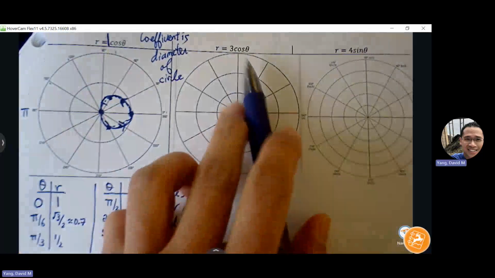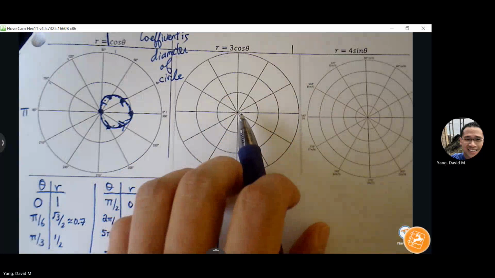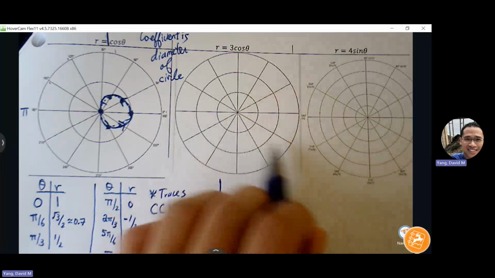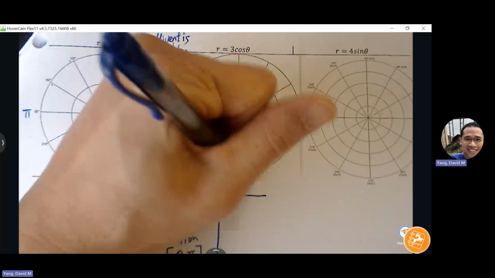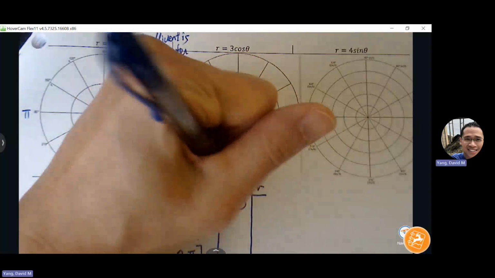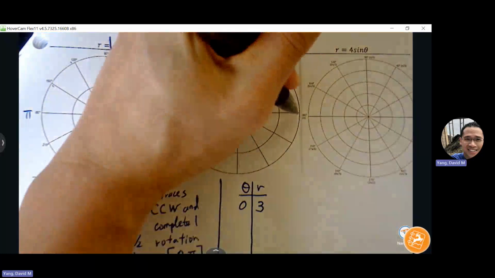So what do you think 3 cosine theta will look like? Yeah, it'll stretch out all the way to 3, right? It'll have a diameter of 3. But I think if we just do a couple of ordered pairs, we should be able to get enough information to sketch out our graph. So we'll start at 0. Cosine of 0 is 1. 1 times 3 is 3.